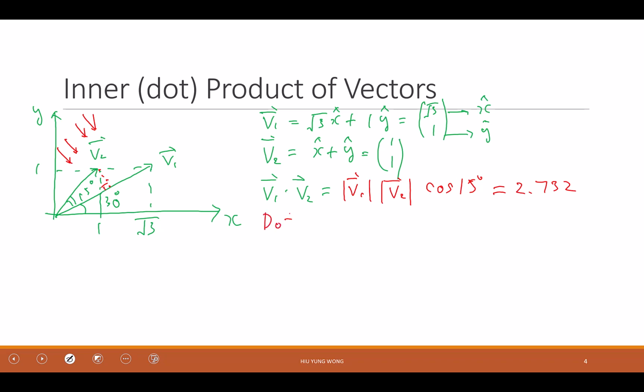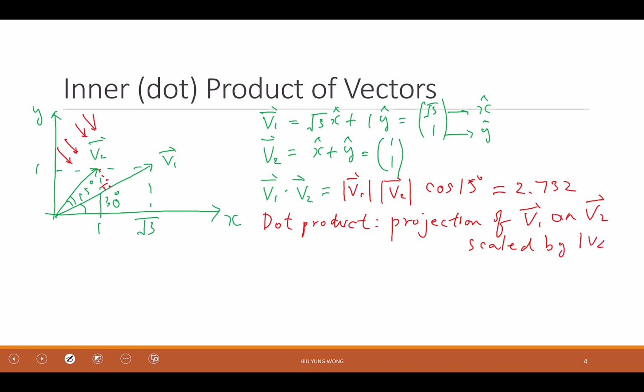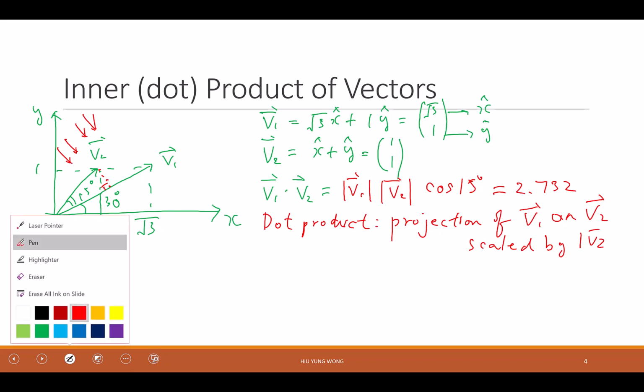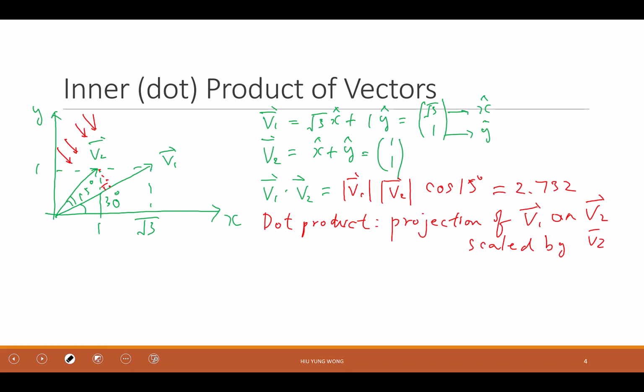The dot product or inner product, right, is what? Projection of, let's say, V1 on V2, but we scale it by V2. Right? Besides just projecting, we also scale it. This scaling is not a problem later in quantum computing because we all have unit vectors, okay? So this one I said it wrong. I need to have the magnitude. Okay, so let's see if this is the case.